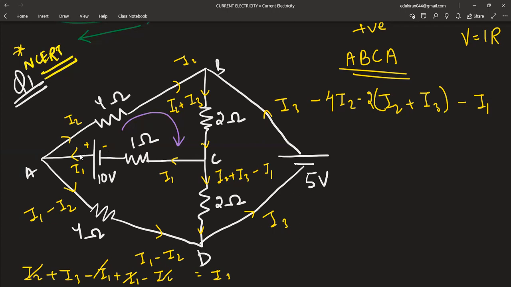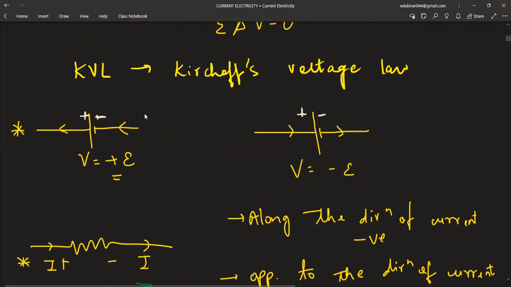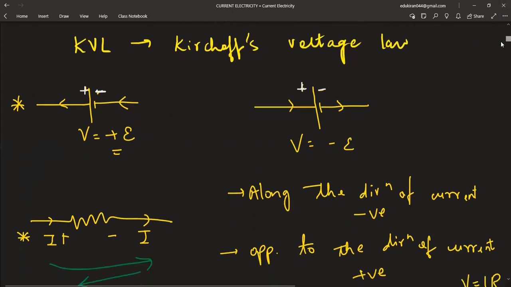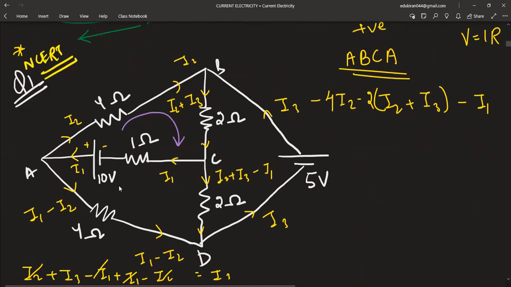Negative, positive. So how do we go? The current is moving from the positive out and going into the negative. Look, this is the case. So what we have studied, that we put plus E. So that is plus 10. So minus I1 minus 4I2 minus 2(I2 plus I3) plus 10 is equal to 0. This is our first equation, and this is how you have to construct and write all the equations.